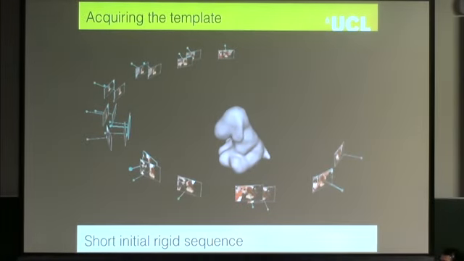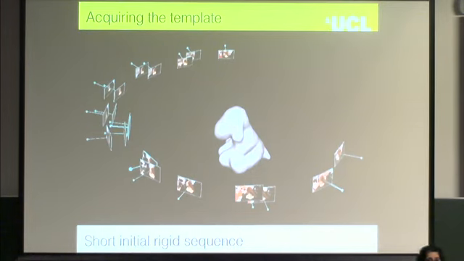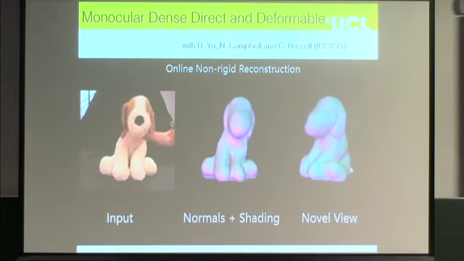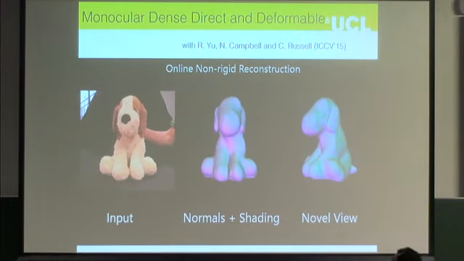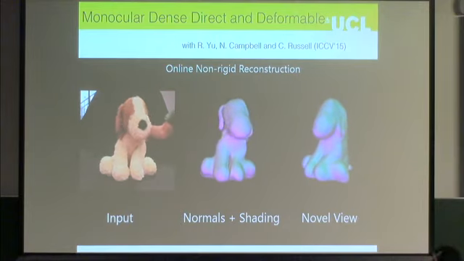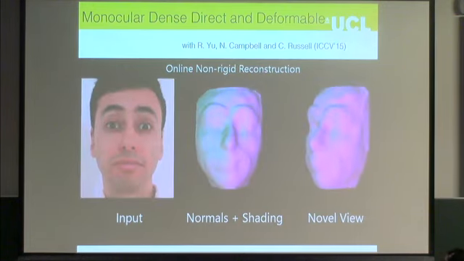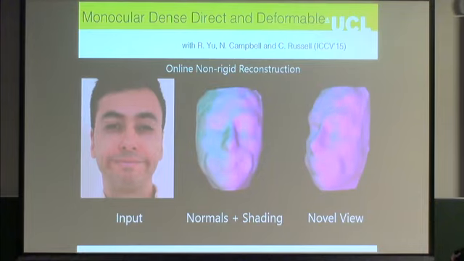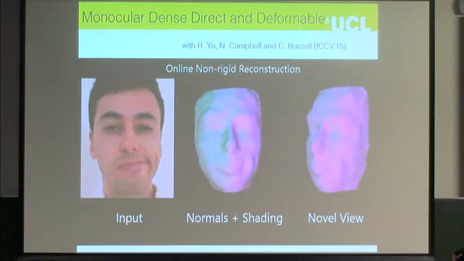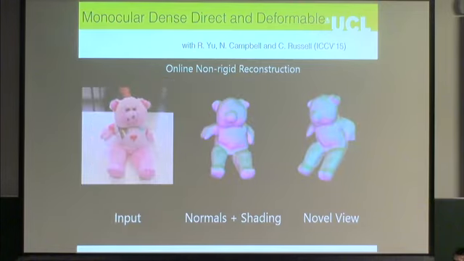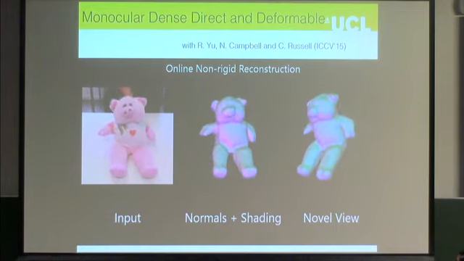So the way that we acquire the template is that we just have a few initial frames in which we require the object to be rigid, and we take a few frames from that sequence, and we initialize using multi-view stereo in this case. And these are some of the results. This is actually a pretty hard sequence. The deformations here are very strong, and despite that, we're still getting nice reconstructions. Here you can also see that we're getting some of the folds on the face.